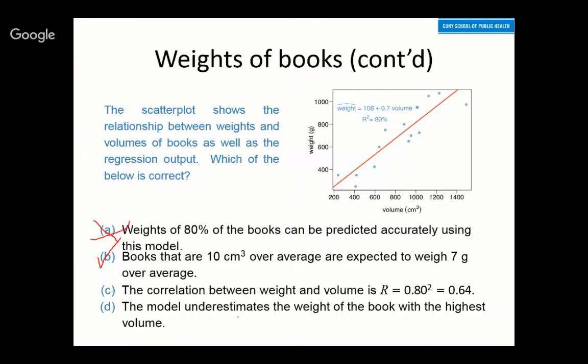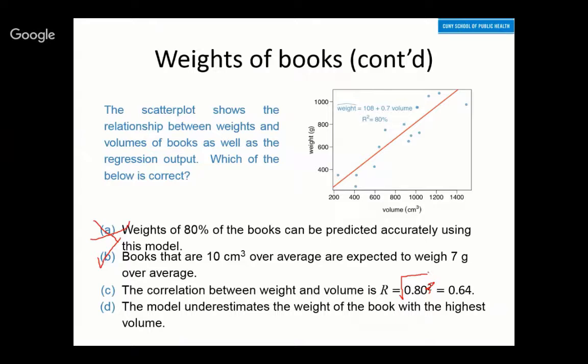The third one, the correlation between weight and volume is R equals 0.80 squared, which is supposedly 0.64. The correlation, Pearson correlation. You square it to get the Pearson correlation? Yeah, no, this is wrong. This should be the square root.